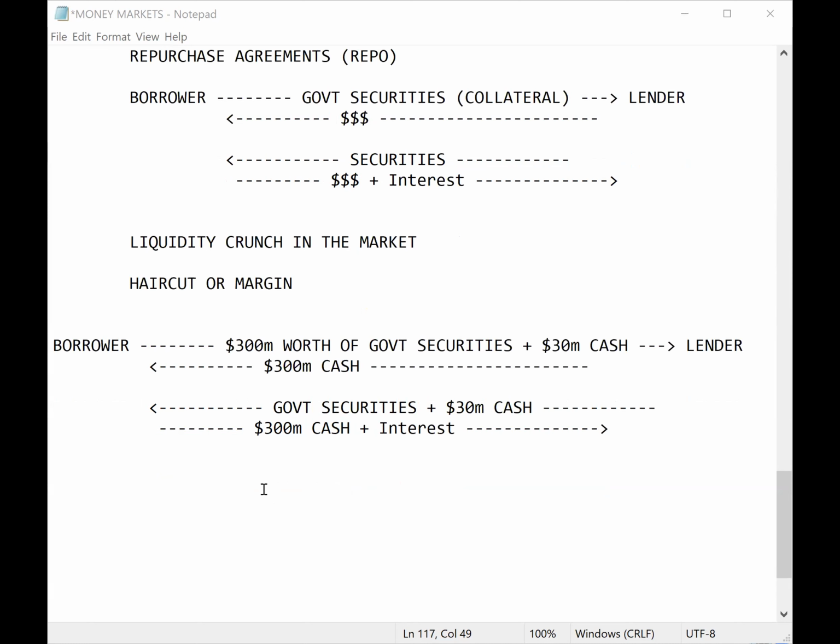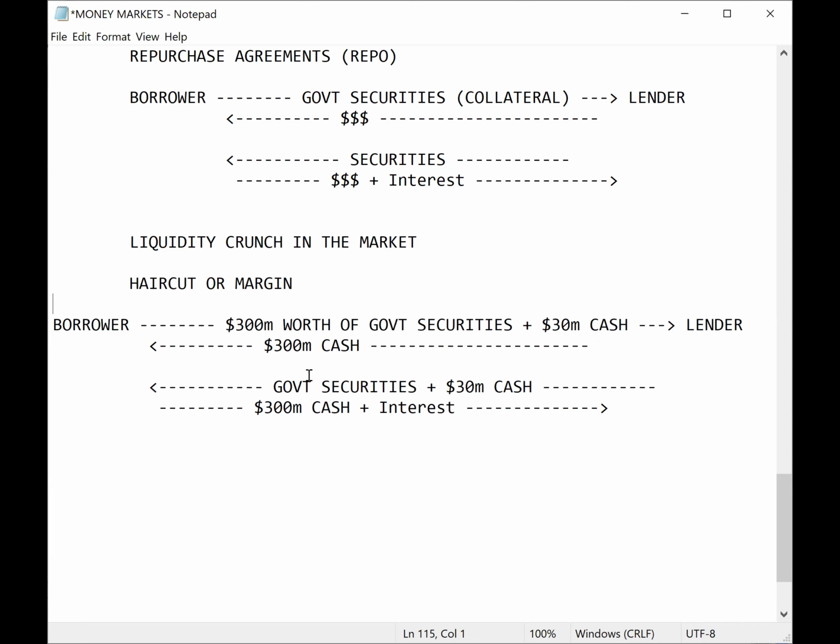Okay, guys, this is what you call haircut or margin. It would be decided between the two parties, what they exactly want. Here we have taken a 10% haircut, right? So whatever money you need, 10% of that you need to deposit as cash with them. That has to be in the form of cash, guys. Okay, you cannot give $30 million of government securities also.